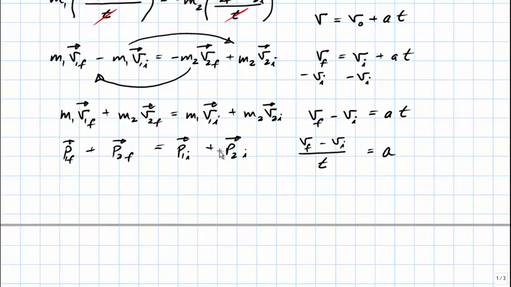This result tells us that if we add the momentum for the first object with the momentum for the second object at the end of the collision or following the collision, that sum will equal the momentum before the collision for the first object plus the momentum that the second object has before the collision. Let's summarize this result conceptually.